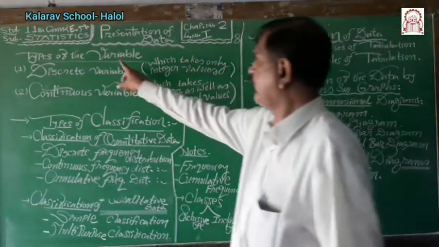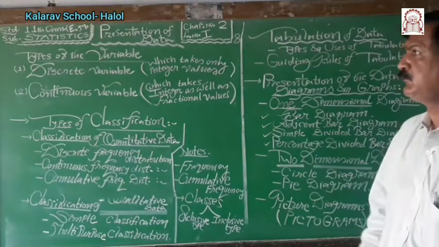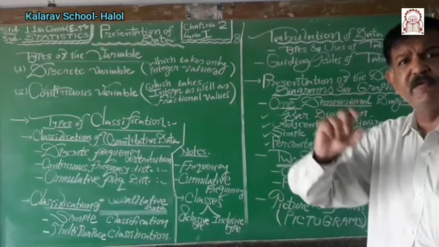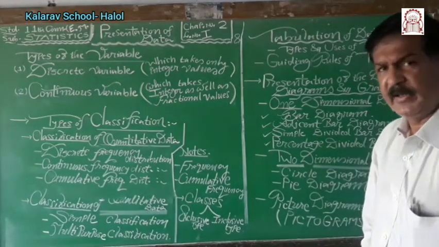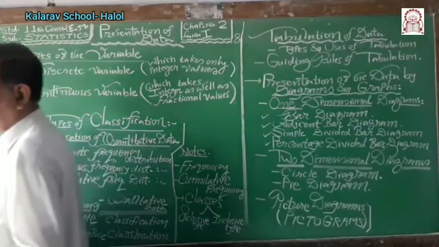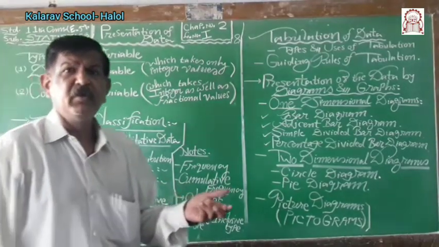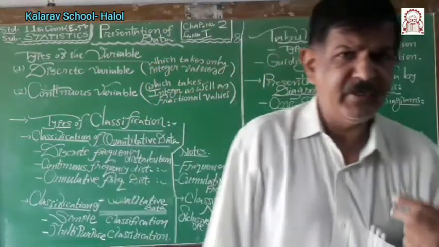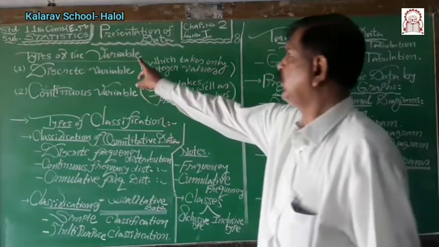Then first of all, we take the variable. What is a variable and what are the types of variable? Variable means the value which varies, which moves up and down. For example, height of the person, age of the person, speed of the train, temperature, rainfall, production, agricultural production, industrial production. This type of variable varies, moves, means increases or decreases, plus or minus. And that is why they are known as variable.